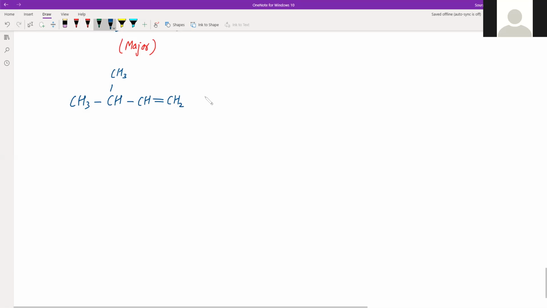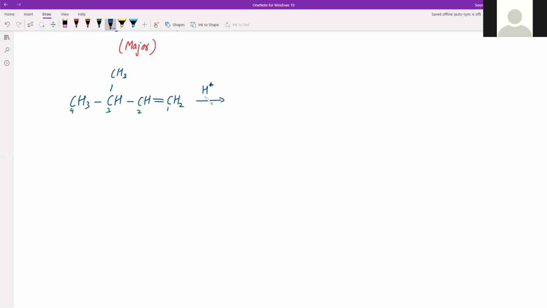So what is this compound? This is 1, 2, 3, 4. This is 3-methylbut-1-ene, right? So when this is attacked by an H plus, just like we have seen in the previous example, it will form a carbocation, and the H plus will go and attach to it. This will create a carbocation.